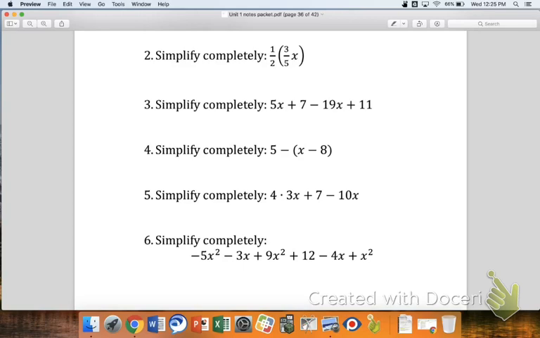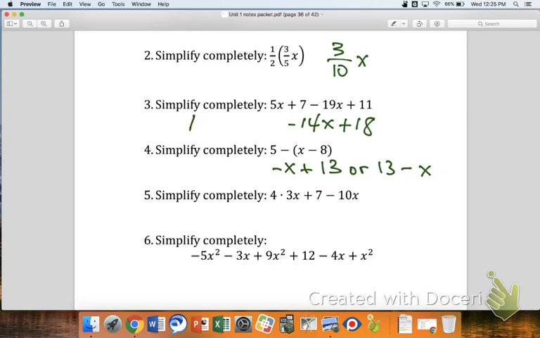So number 2 is 3/10 x, when you multiply those two fractions together. Number 3 would be negative 14x plus 18. Number 4 would be negative x plus 13, or 13 minus x. Same thing exactly. Just like this one up here would be 18 minus 14x. Those are the same things.